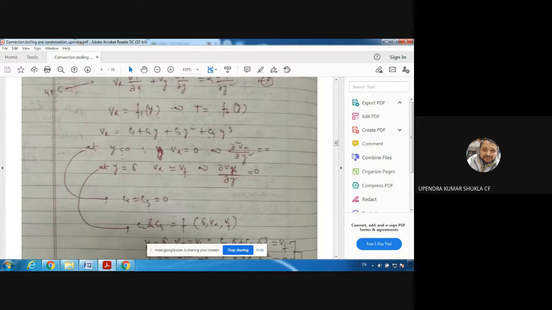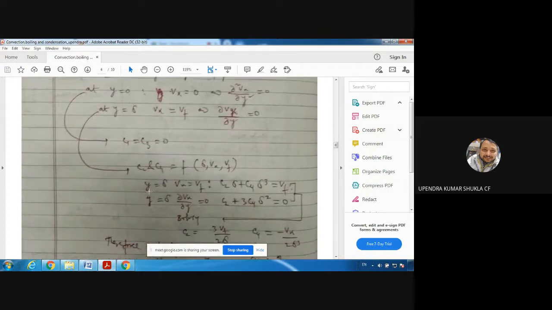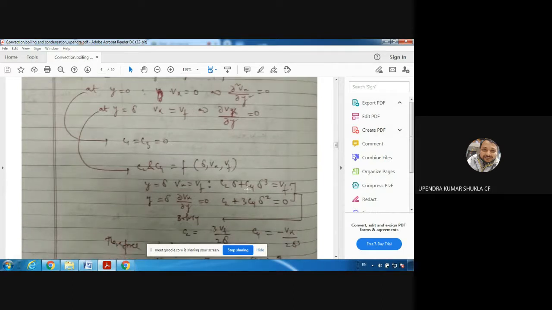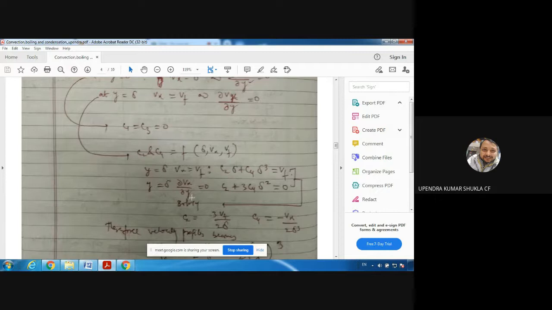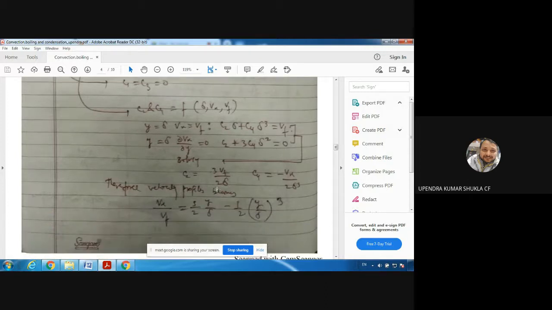By applying the boundary conditions at y equal to 0 to Vx equal to c1 plus c2y plus c3y square plus c4y cube, we get c1 and c3 equal to 0. Now you will find the values of c2 and c4 with the other two boundary conditions, as functions of delta, Vx, Vf. If you put y equal to delta, Vx equal to Vf, you get c2 delta plus c4 delta cube is equal to Vf, and at y equal to delta, del Vx over del y is 0, so you get c2 plus 3 c4 delta square. Here you get the values of c2 and c4.